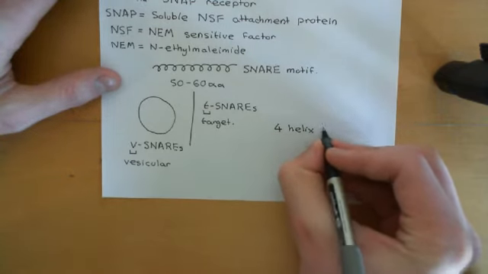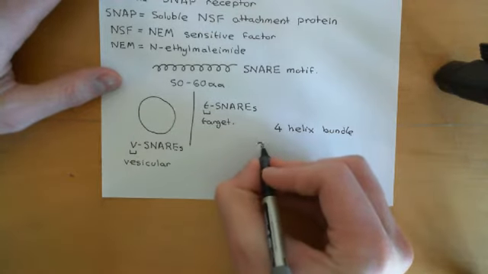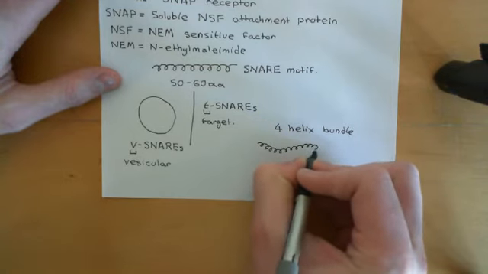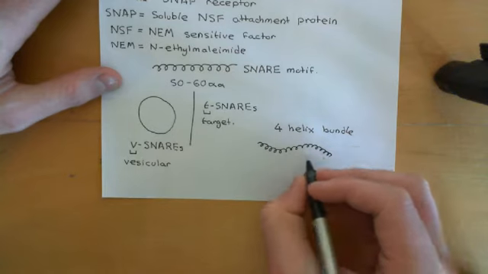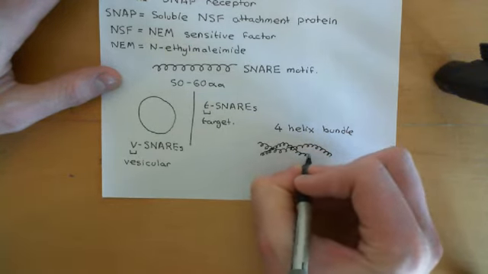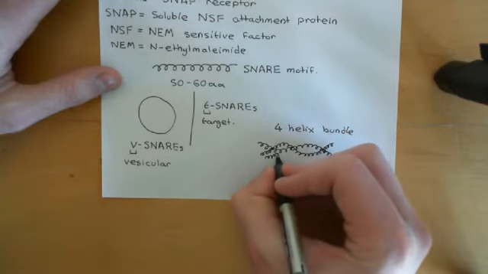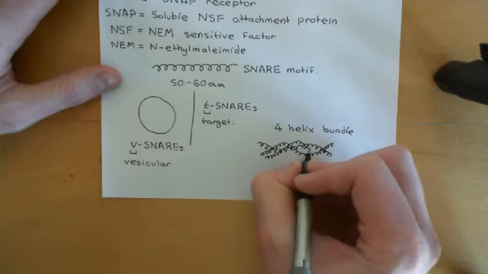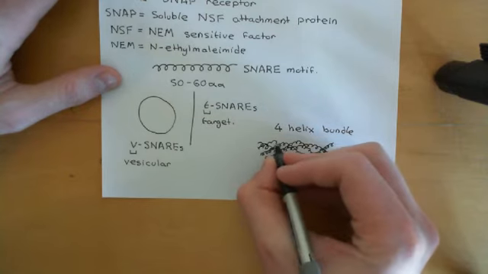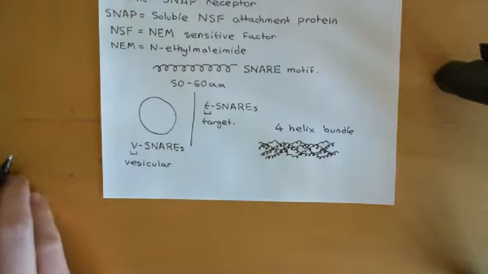So let me try and show you what this means. Basically the idea is that these snare motifs, I'll draw one here, are going to intertwine to form this 4-helix bundle, like so. Here's one snare motif, and then we'll have another snare motif intertwining with this one. Then we might have another one intertwining with this one, and finally another one on top of that, so that overall 4 of them intertwine together to make this 4-helix bundle, as it's called.